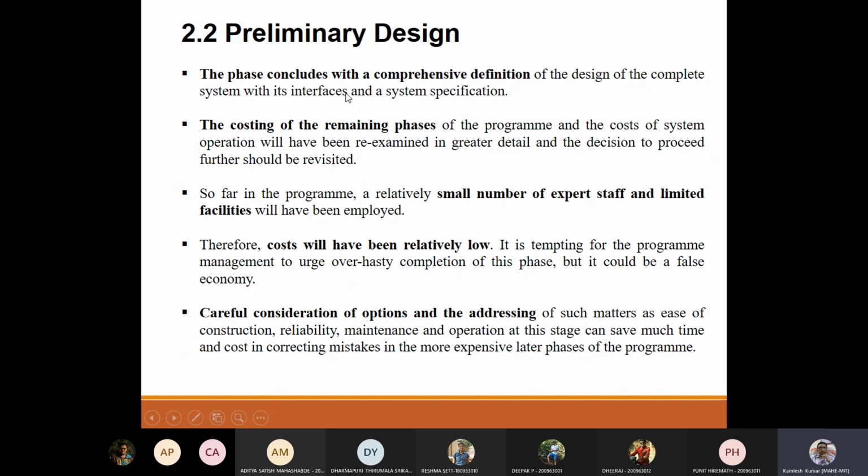And we should know all the interface issues and what the system specifications are. And then the costing of the remaining phases of the program and the cost of the system operation will be re-examined. You should check what cost you started with during the conceptual phase, and what the remaining phases look like, the preliminary half, and then maybe the detailed design phase, where you are looking at the end customer, the deployment of the product. Then what cost variations are coming? You should revise this, correct? Every time you have to check whether the projected cost is enough or maybe less.